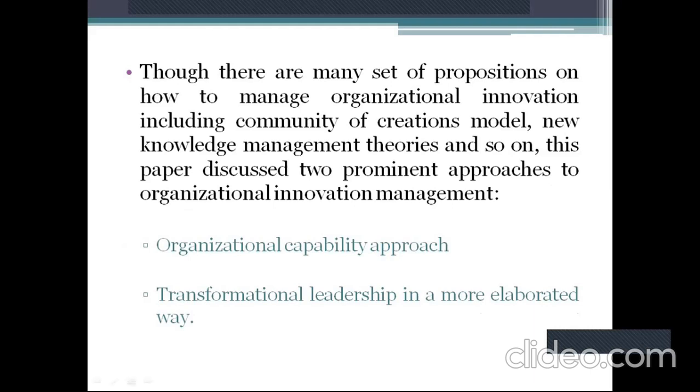Though there are many sets of propositions on how to manage organizational innovation, including the community of creation model, new knowledge management theories, and so on, this paper and this particular slide will discuss two prominent approaches to organizational innovation management. Those are the organizational capability approach and transformational leadership in a more elaborated way. So we will talk about the first one, that is organizational capability and innovation performance.